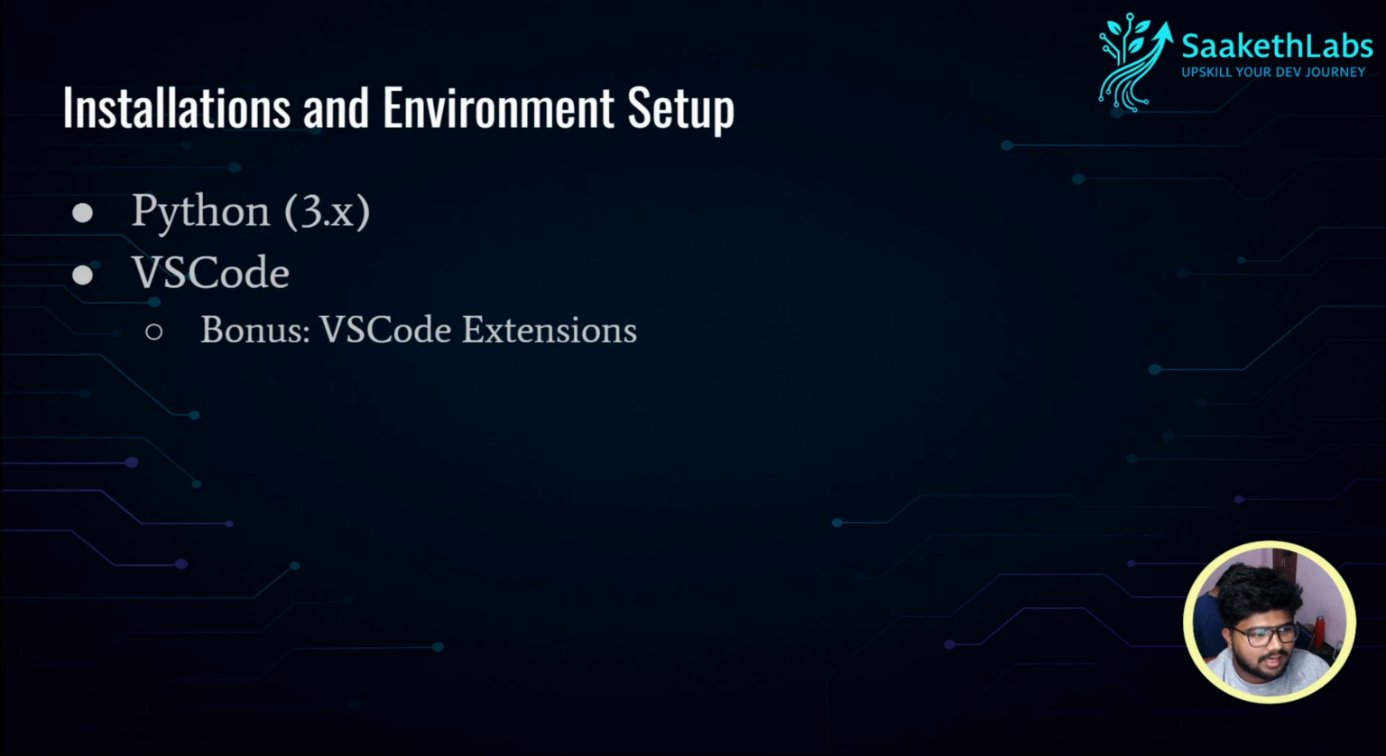Alright, before we start writing any Python code, we need to set up our development environment. There are two main things we'll need. A Python language interpreter, which allows us to write and run Python code, and VS Code. VS Code is a popular code editor, which is lightweight, fast, and packed with features that make coding much easier. Once we have both installed, we'll also look into a bonus section where I'll show a few VS Code extensions that will make our Python development experience smoother. So let's get started, first by installing Python, and then we'll move on to VS Code.